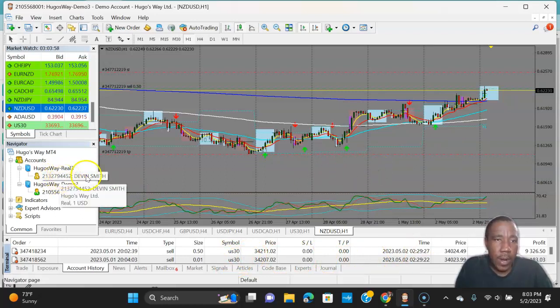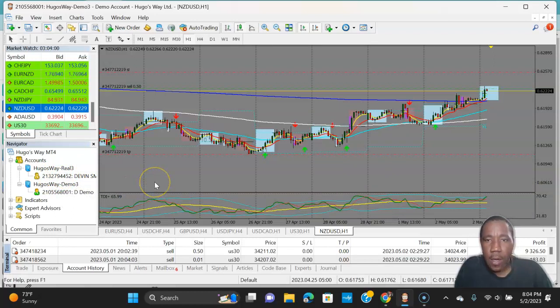That's my real account right there. Not gonna give y'all that, so I stay in my demo. But again, it's a good trade. New Zealand dollar. See what happens.